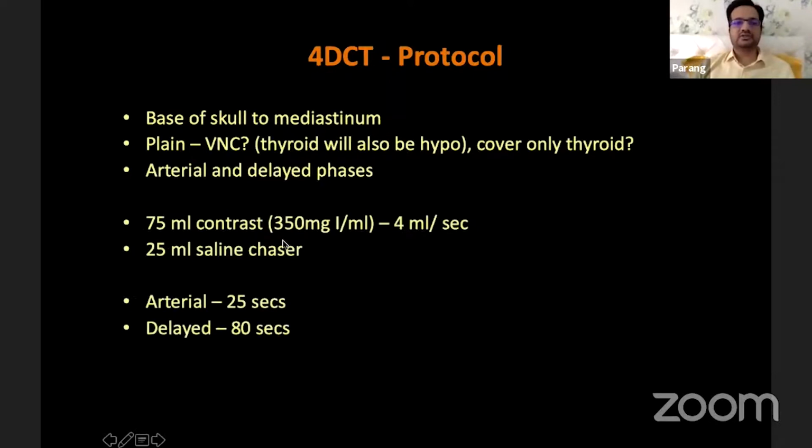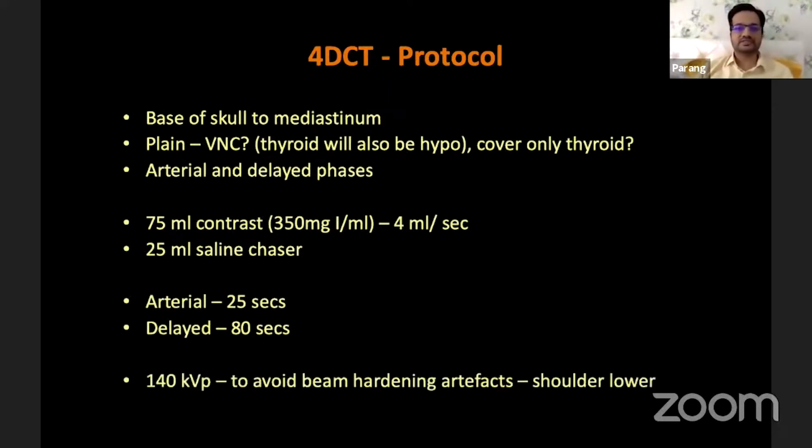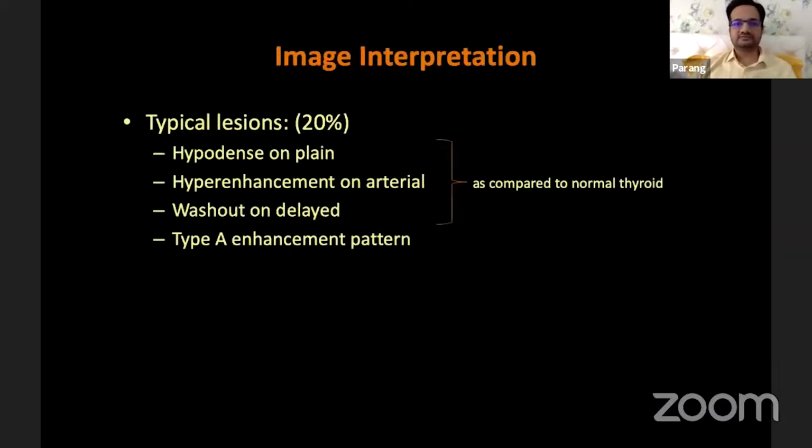This is the protocol. We take the arterial scan at 25 seconds and then delayed at 80 seconds. Some literature even advocates 30 and 60 seconds, but we have found this more useful as long as the washout picking up is concerned. And we use a little higher kVp because this is the shoulder region, which has beam hardening artifacts. If you have a study where the artifacts are right in the shoulder region, then it may pass right through the parathyroid lesion and the thyroid region and can seriously hamper the study. So a little higher radiation will help reduce that. And we also use some shoulder lowering maneuvers so that the shoulder is not coming in the way.